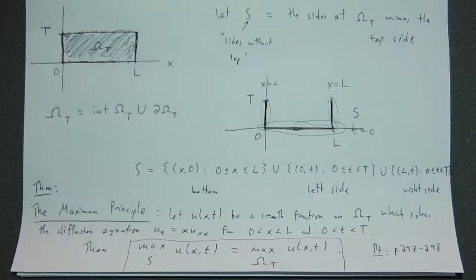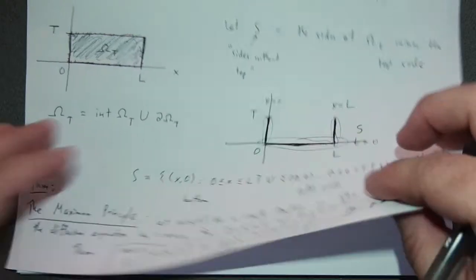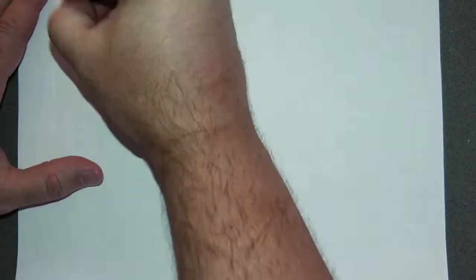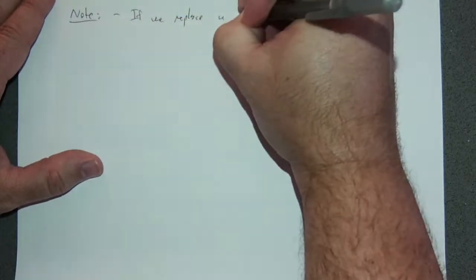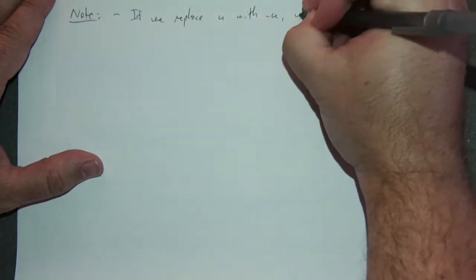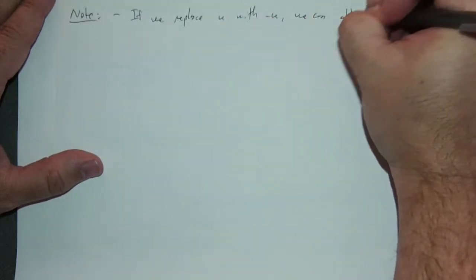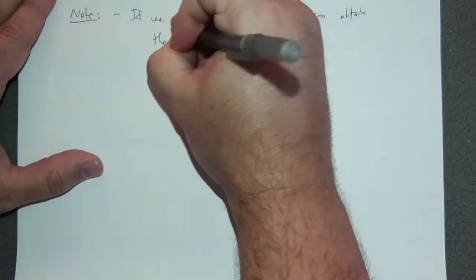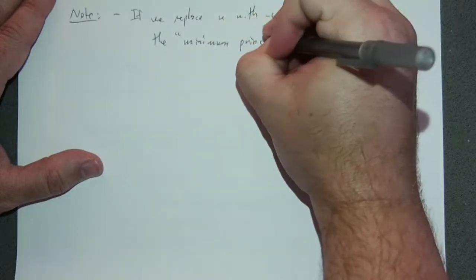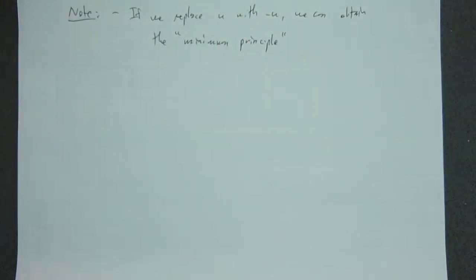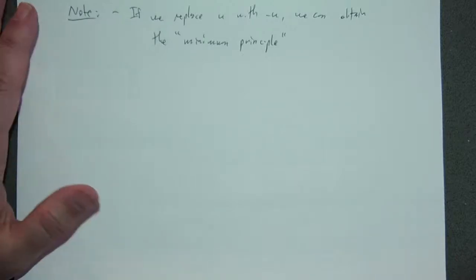Now, a couple of things to note. Firstly, if we replace u with minus u, we can obtain the minimum principle. So there's not just a maximum principle, there's also a minimum principle, arguing in the exact same way, just by replacing u with minus u. So that's one thing.